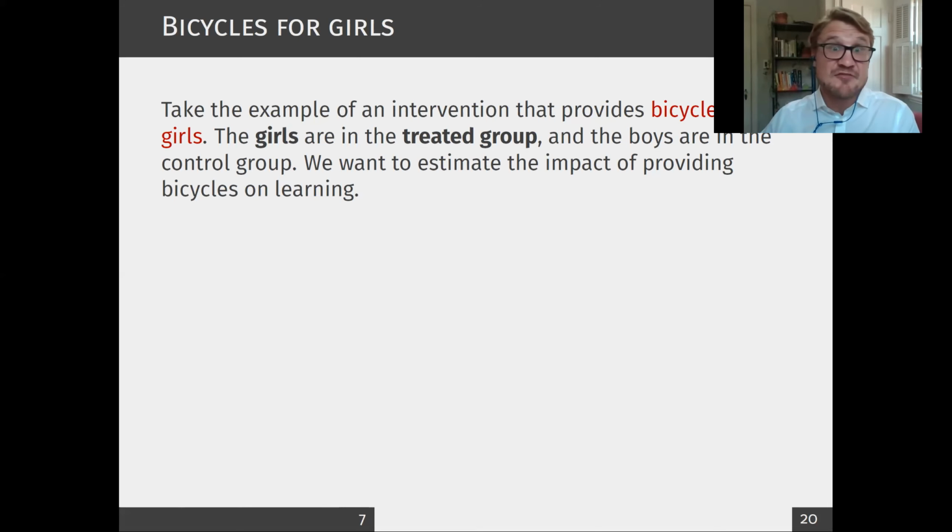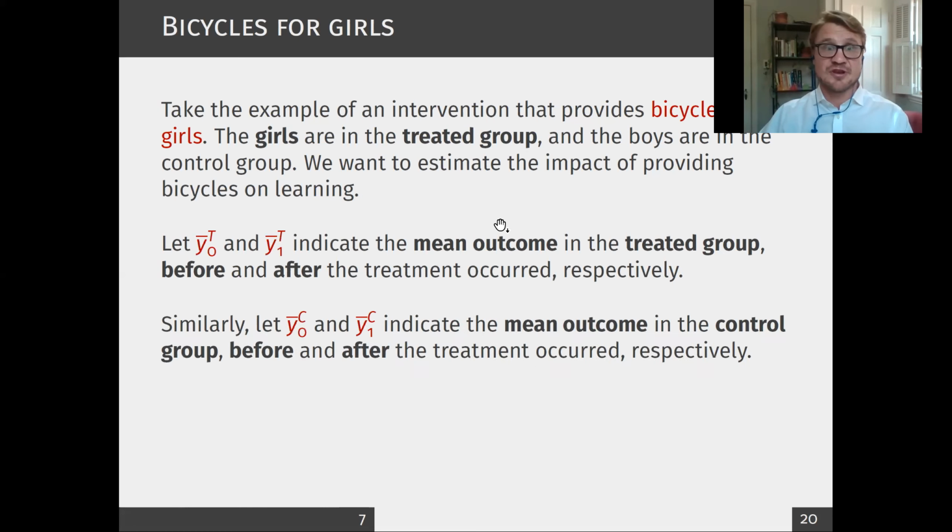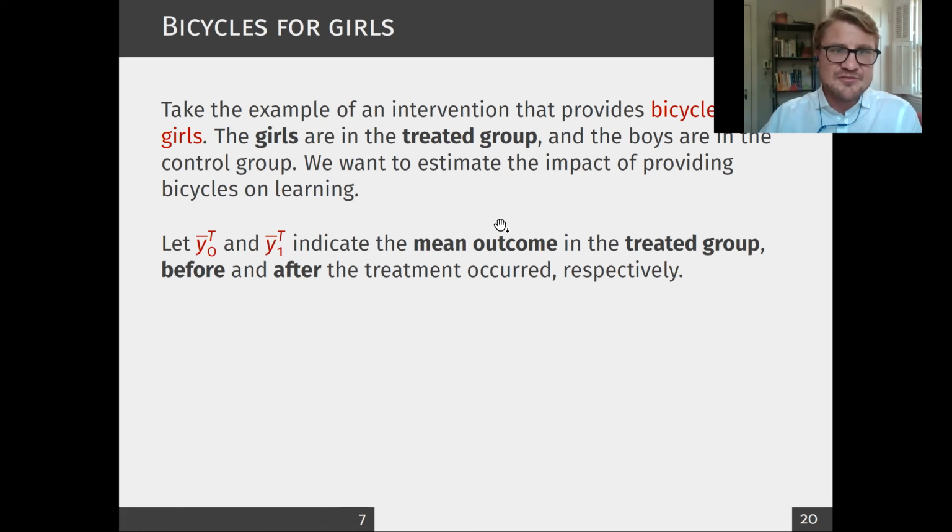So we do not have a randomized controlled trial, but we have a treated group, the girls who receive the bicycle, and the control group, the boys, who never receive any bicycles. And we want to know what's the impact of receiving bicycles on learning for girls. Let's do some notation quickly to keep us on track.